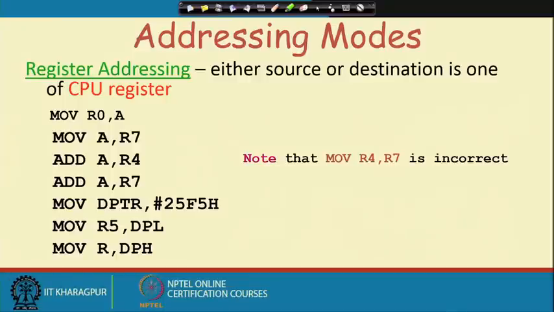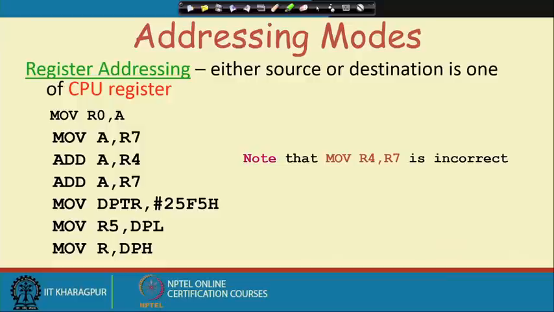The other addressing mode is register addressing, where the source or destination is one of the CPU registers. A typical example is MOV R0, A, where R0 gets the content of A. Then MOV A, R7: A gets the content of R7. MOV A, R4. Like that, we can make one of the operands, source or destination, a CPU register.